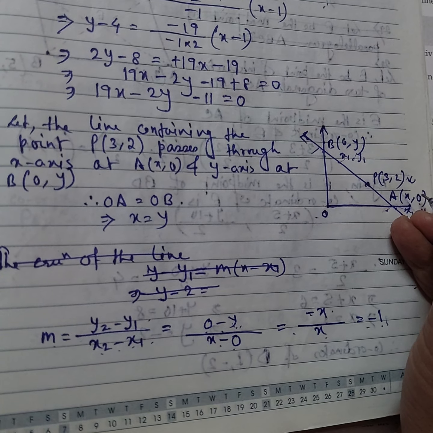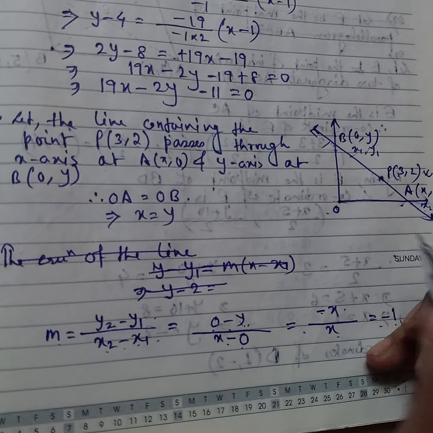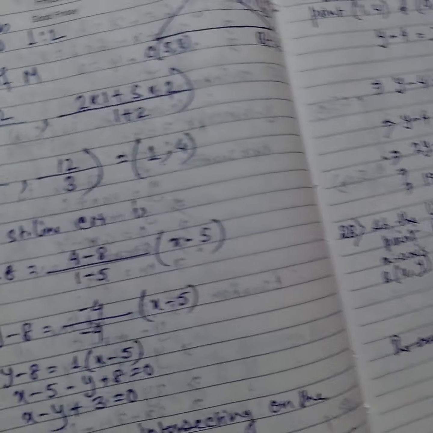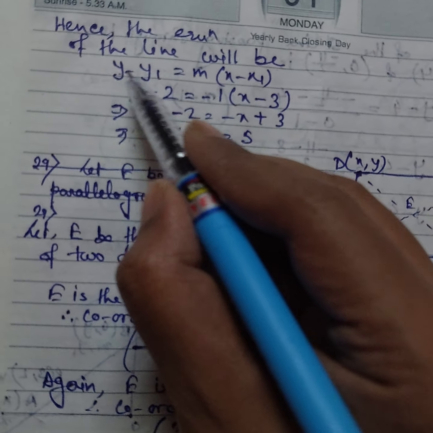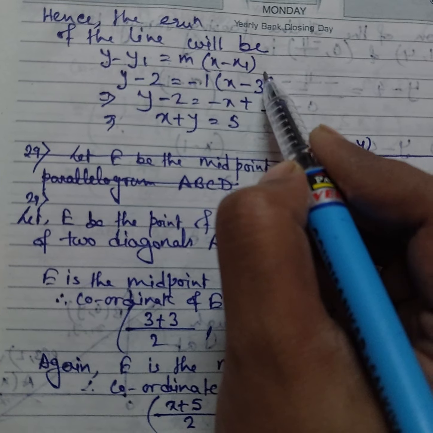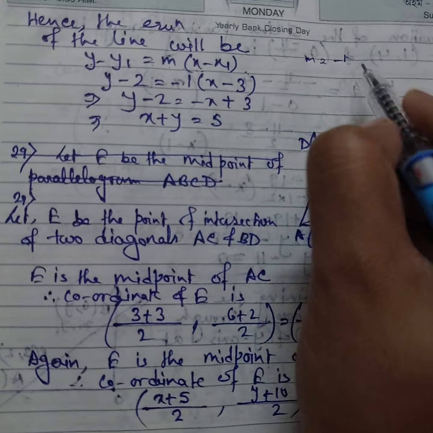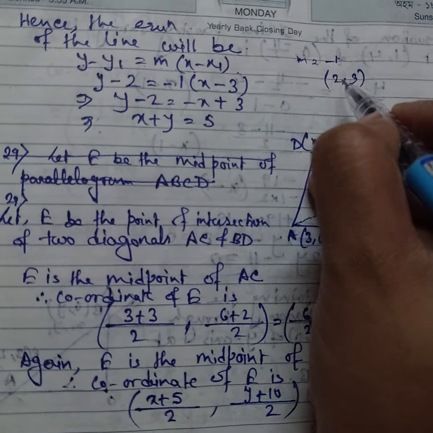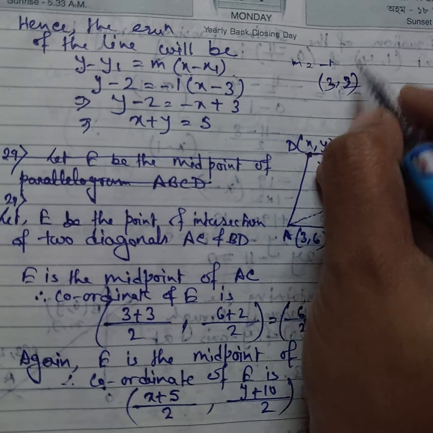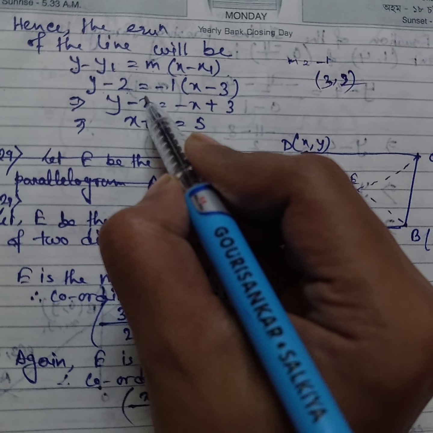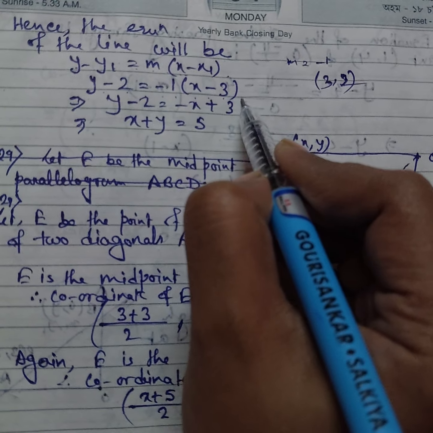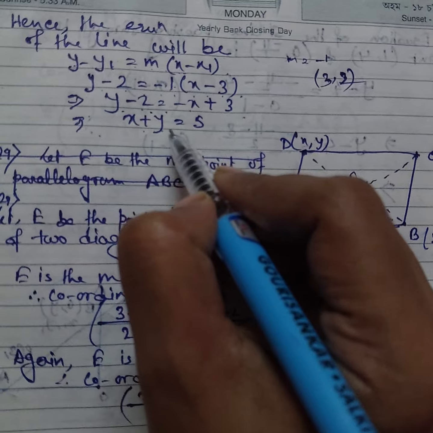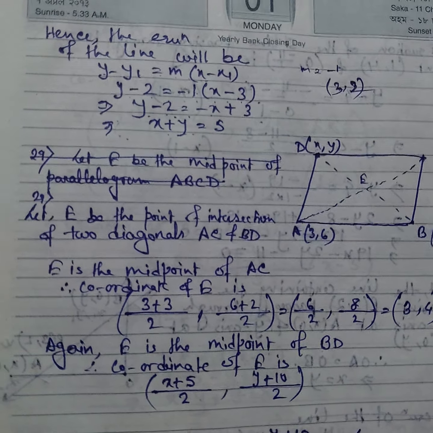So you got the slope and you know one point. Using the formula y minus y1 equal to m into (x minus x1), you will get the equation of the straight line, where m is equal to minus 1 and the point it passes through is (3, 2). So what will be the equation? y minus 2 is equal to minus 1 in bracket (x minus 3). So that implies y minus 2 is equal to minus x plus 3, that implies x plus y is equal to 5. This is the answer.